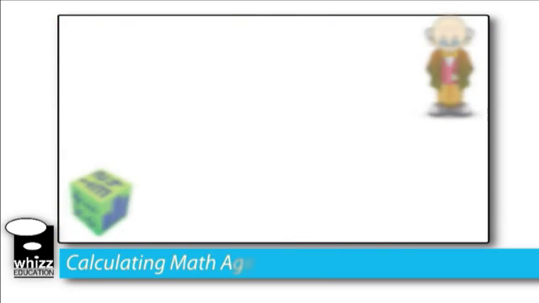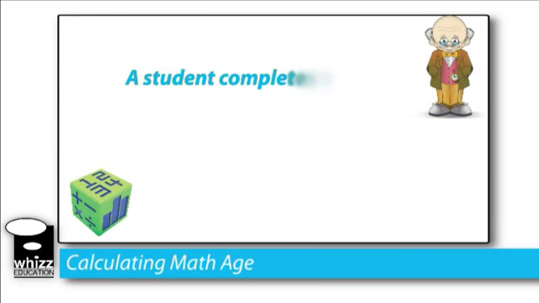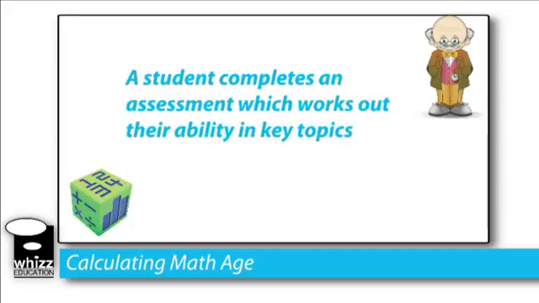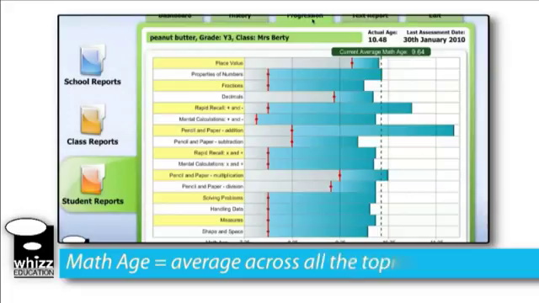So how do we calculate MathStage? When a student first logs into MathWhiz, he or she is presented with a series of questions in an initial assessment. The assessment works out their ability across several key topics, and in that way MathWhiz gets an overall understanding of the child's ability and their strengths and weaknesses. By taking the average across all the topics, you get a student's overall MathStage.